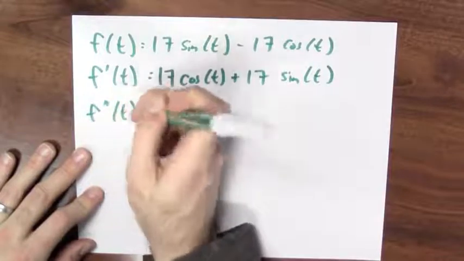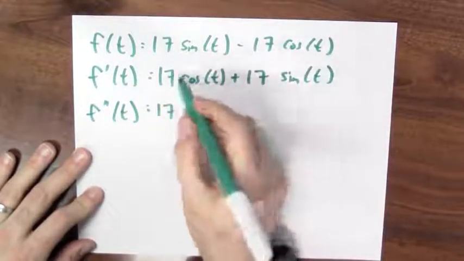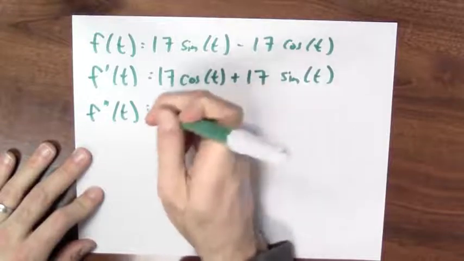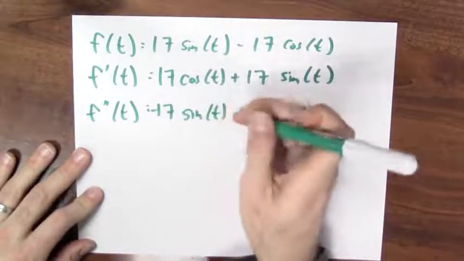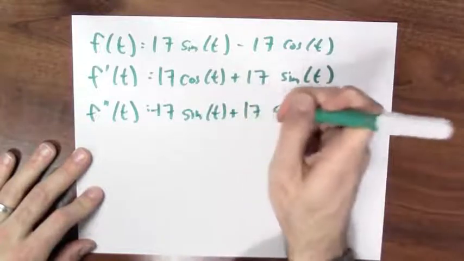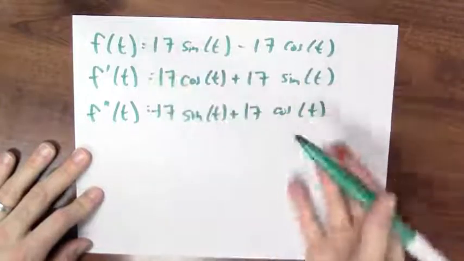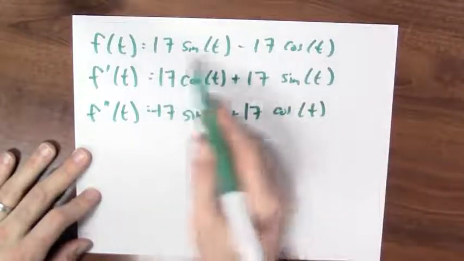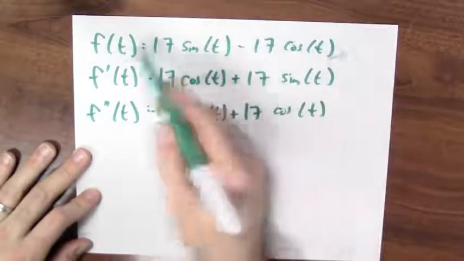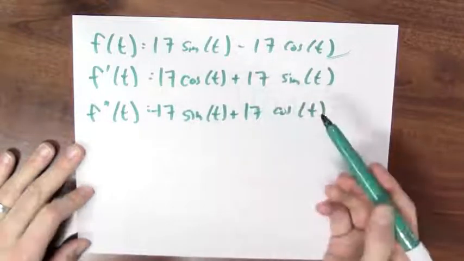The second derivative of f is the derivative of the derivative. This will be 17 times the derivative of cosine, which is minus sine, plus the derivative of sine, which is cosine. So yeah, this is another example of a function whose second derivative is negative itself. If I take this function and differentiate it twice, I get negative the original function.